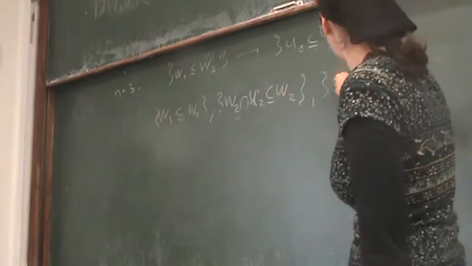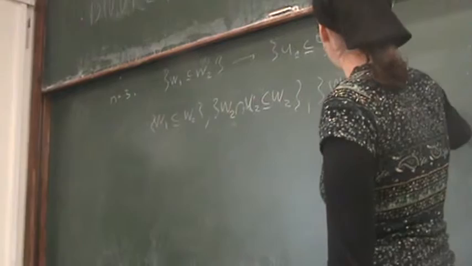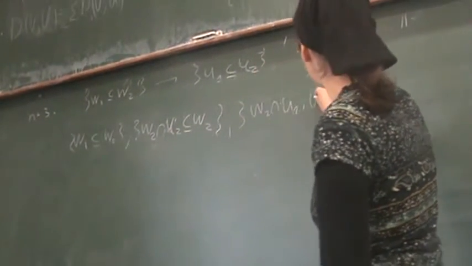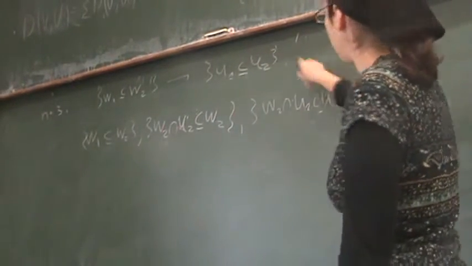Then W2 intersection U2 inside U2. And then we go here.